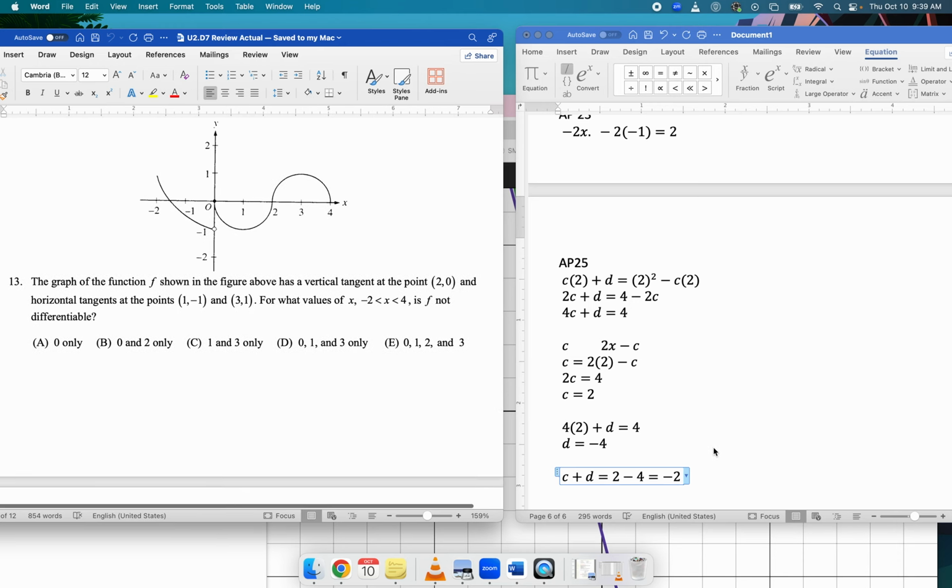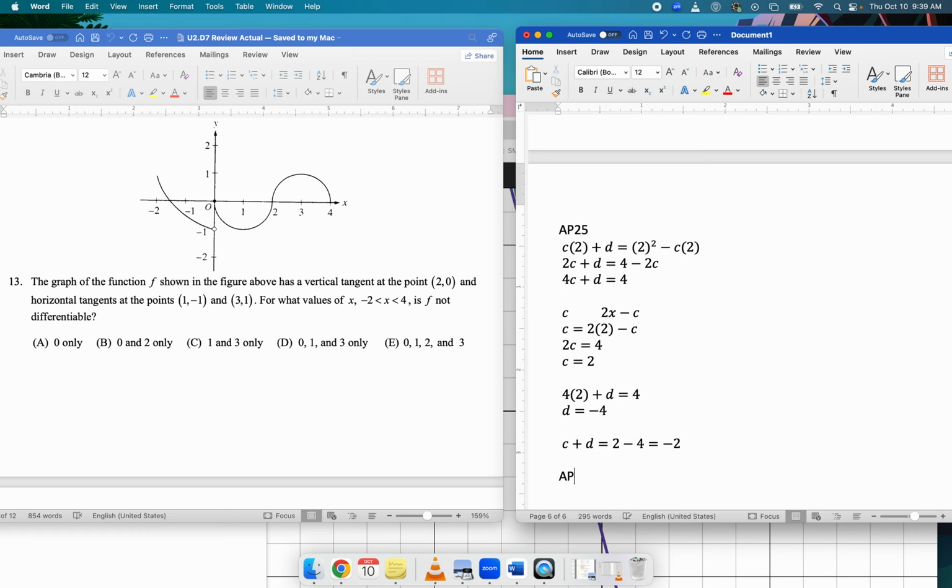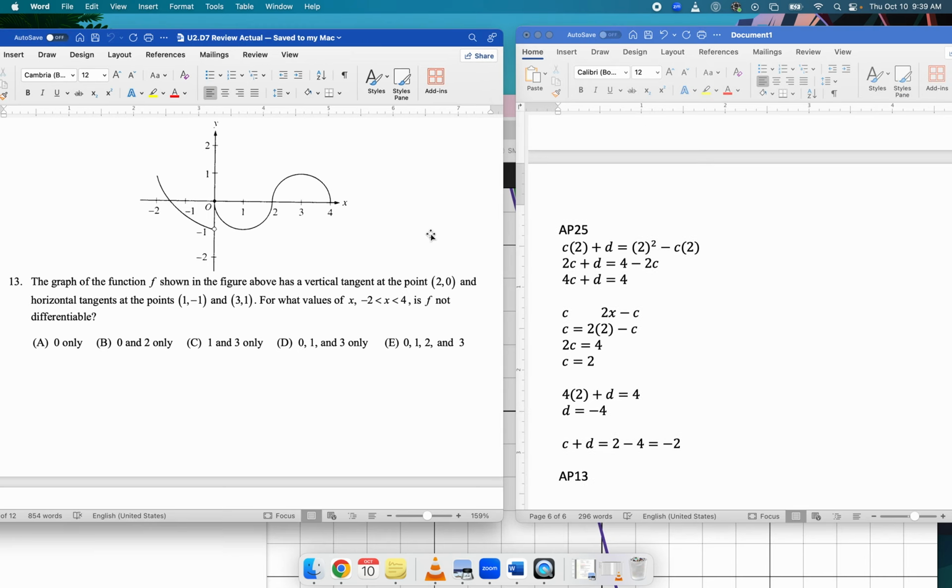13. The graph of the function has a vertical tangent and a horizontal tangent. So between negative 2 and 4, where is f not differentiable? At 0, because the original function has a discontinuity there. And at 2, because it's a vertical tangent line.